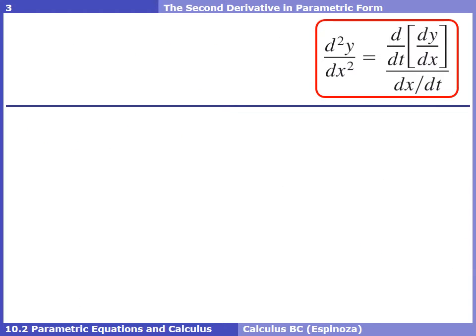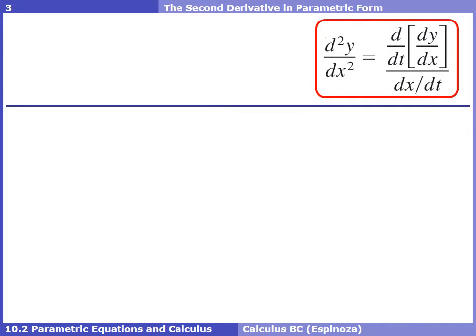So if we can find the first derivative of parametric equations, of course, by extension of that, we can find the second derivative of parametric equations. And luckily, that's actually where we'll stop. We don't have to worry about third derivatives and fourth derivatives and so on. But there is a bit of a more involved process in finding the second derivative of parametric equations.